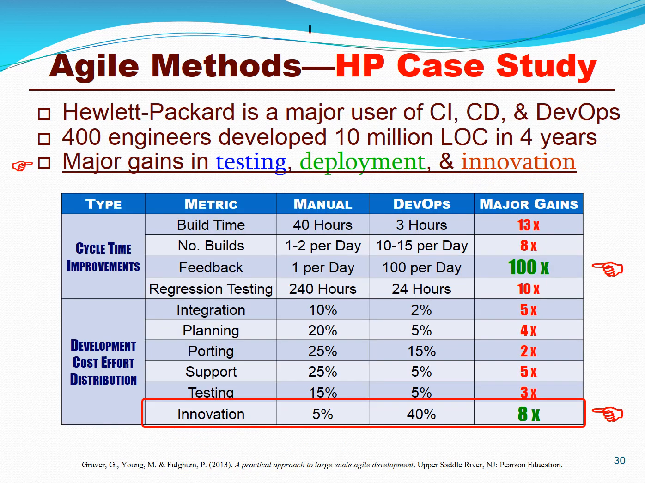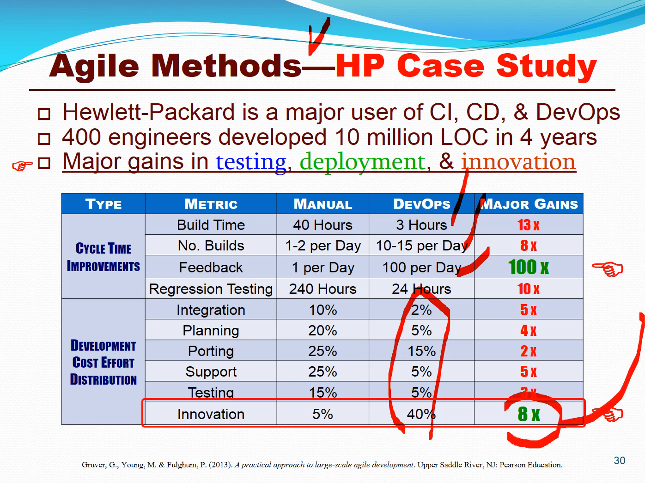We see some of those benefits in this Hewlett-Packard case study, where once they began using enterprise DevOps, their build time actually reduced dramatically. The number of builds they started doing increased dramatically. Their feedback cycle increased dramatically. But most important, their development costs actually decreased by nearly 80%. So those savings could be returned to the enterprise in terms of revenues, profits, dividends, more products and services, more innovation.